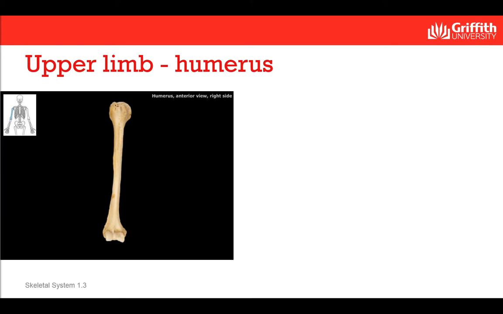Let's take a look at this test slide where we can revise the features seen on the humerus in the anterior view. Greater tubercle, lesser tubercle, intertubercular sulcus, surgical neck, deltoid tuberosity, lateral epicondyle, medial epicondyle, capitulum, trochlea.